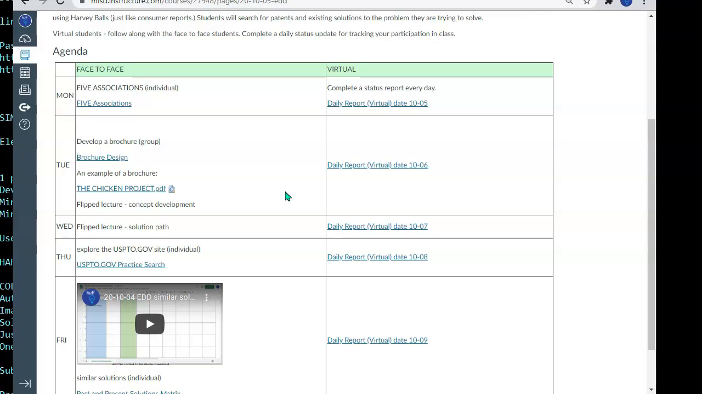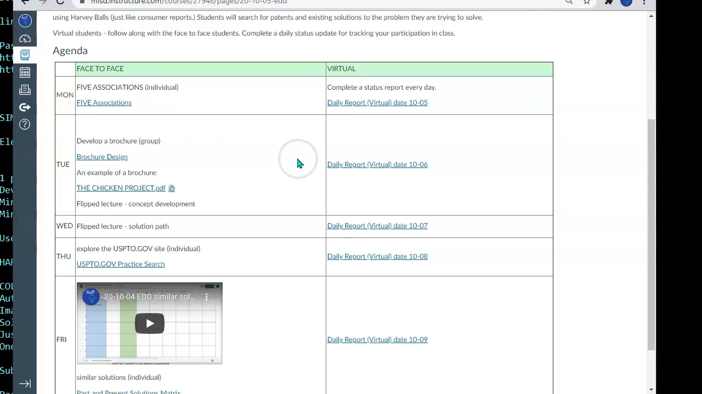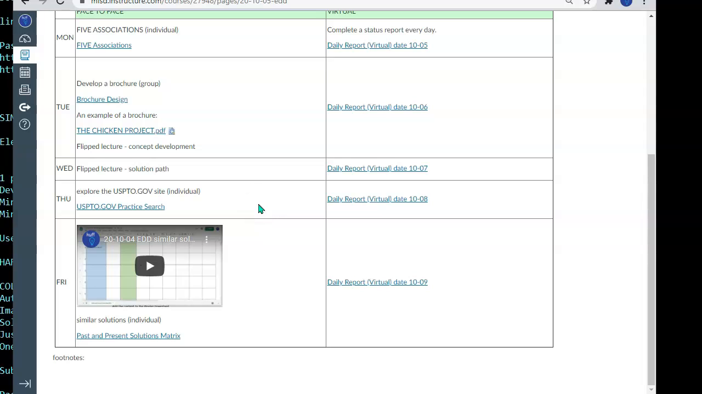Be sure and watch those. Another thing you're going to do is a practice search in the U.S. Patent Office. So that's what that assignment is. This, again, is individual.